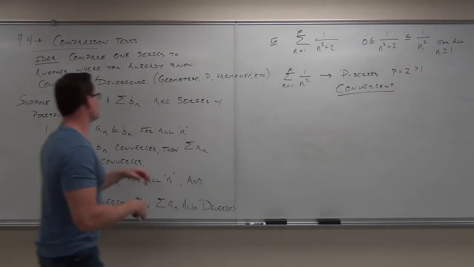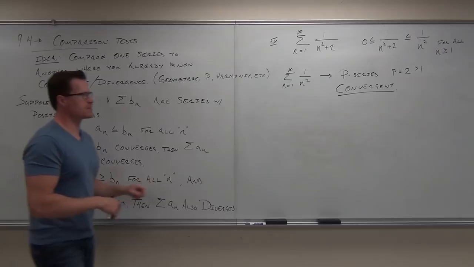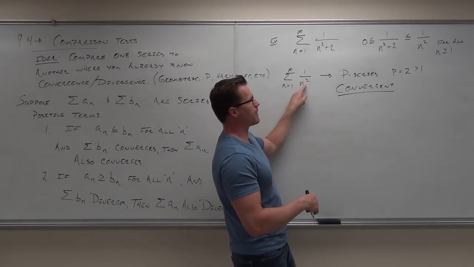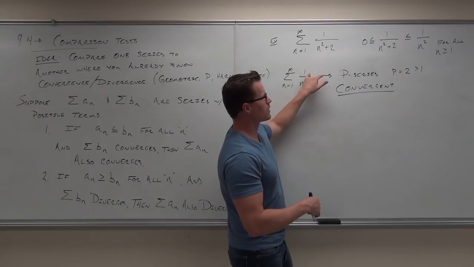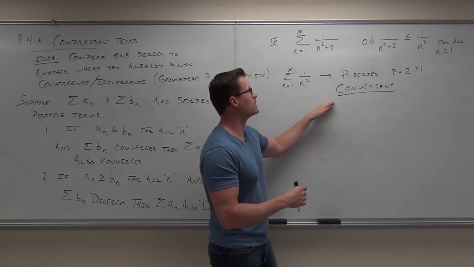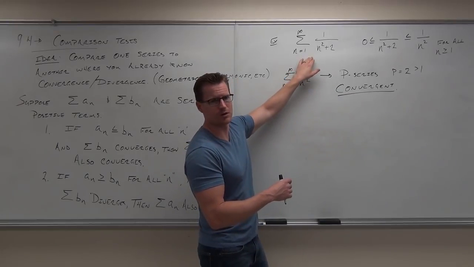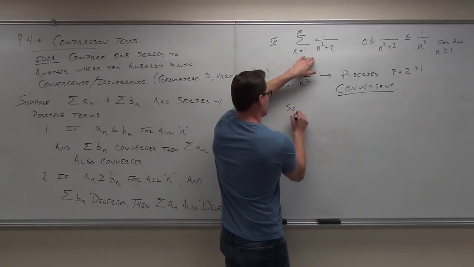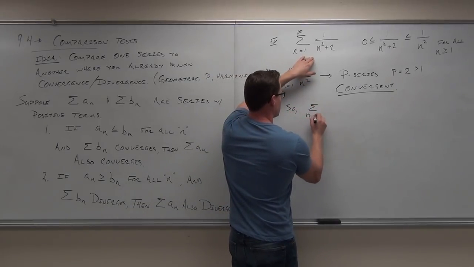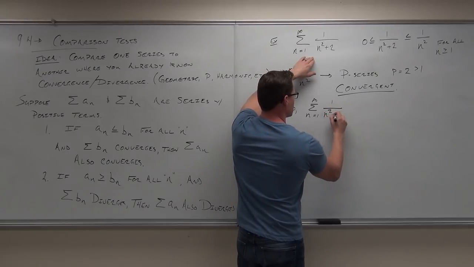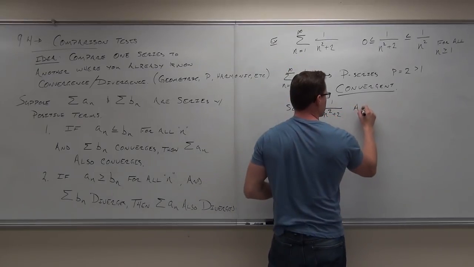If it's always less than our series we know is convergent, well, then we have to look at that thing. The series of 1 over n squared is a p-series. We know p is equal to 2. That's more than 1, which shows convergence. So what do we know about this series as well? It also converges. So our series of 1 over n squared plus 2 also converges.